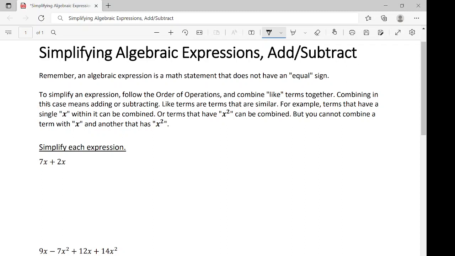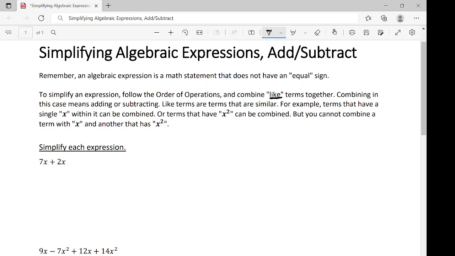So to simplify an expression, you need to follow the order of operations and combine like terms together. Combining in this case means adding or subtracting. And like terms are terms that are similar. Similar in this case means that they have something in common. Like, for example, terms that have a single x within it can be combined, or terms that have an x squared can be combined. But you cannot combine a term with an x and another term with an x squared. Those would be unlike terms.